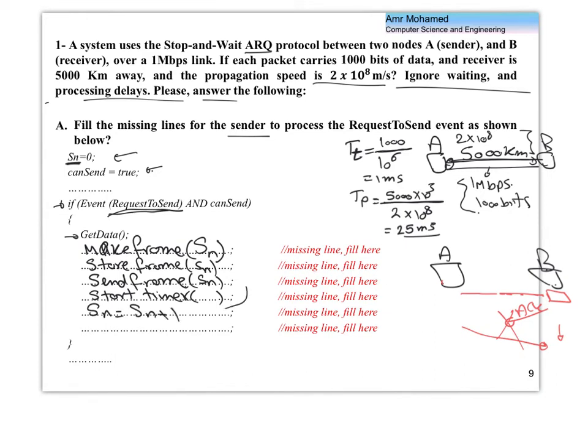And this is modulo 2 addition or increment, which means that SN will be 0 and then 1 and then 0 and then 1 and so on, because we only need 2 sequence numbers, as we said. Okay, what is the missing step here? Does anyone notice the only step that's missing here?